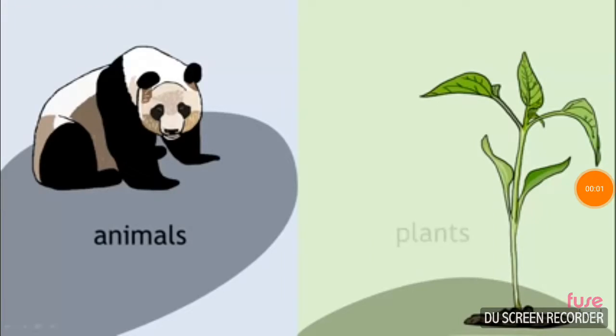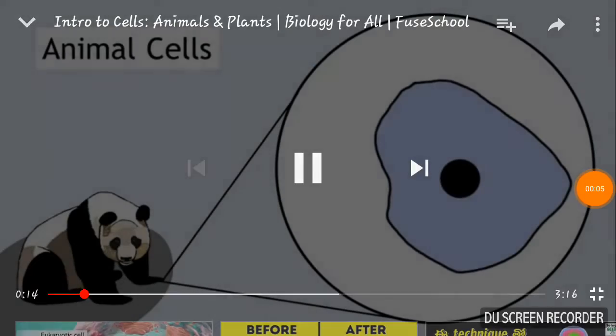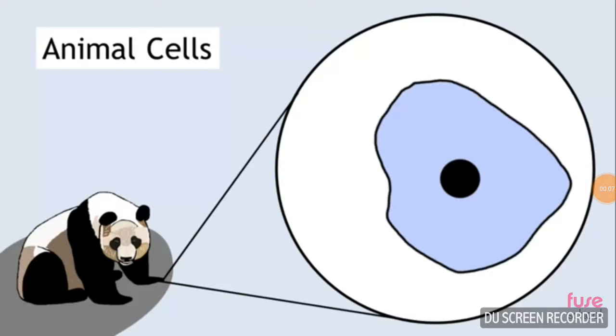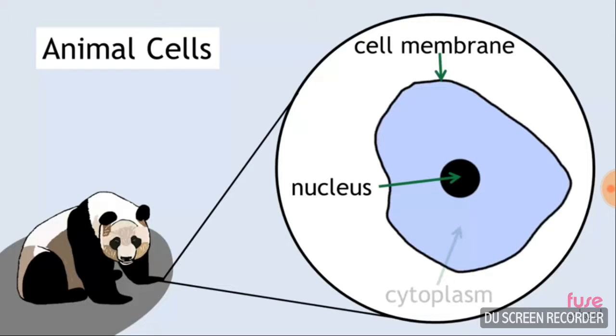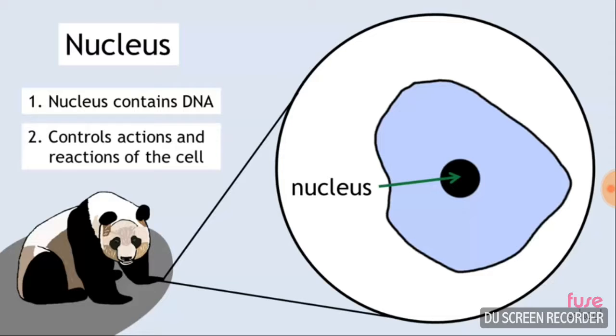Some living organisms, such as animals and plants, are made of hundreds of trillions of animal cells. A typical animal cell will include a nucleus, a cell membrane, and a cell cytoplasm. The nucleus is the structure that contains the genetic information, otherwise known as DNA, and it controls the actions and the reactions of the cell.